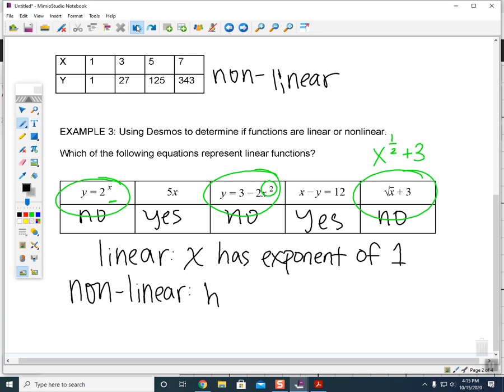So x has an exponent not equal to 1. A linear function, my independent variable, my x value is going to have an exponent of 1. A nonlinear function, it will not have an exponent of 1. Okay, good.